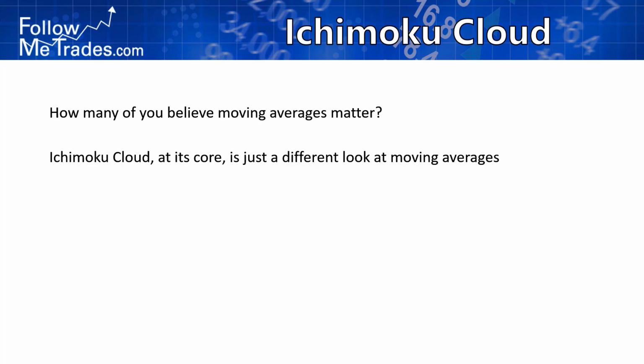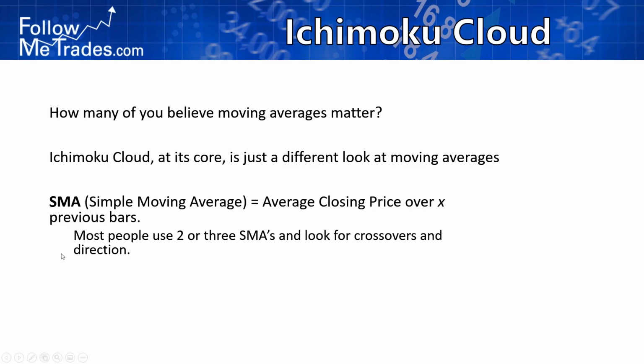And so the display on Ichimoku Cloud, it's got kind of an exotic name, a Japanese name, Ichimoku Cloud, and a kind of complex display from the factory settings. But at its core, it's just a different way of looking at and calculating moving averages, right? A simple moving average, the most common moving average that people look at on a daily stock chart is the 200 and then the 50-day, right? A simple moving average is the average closing price over X number of previous bars.